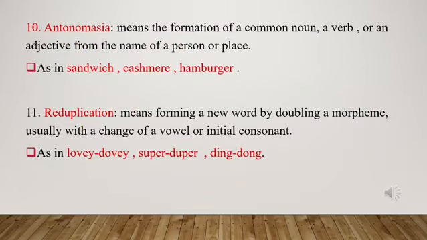The tenth process is antonomasia, which means the formation of a common noun, a verb, or an adjective from the name of a person or a place, as in sandwich, cashmere, and hamburger. Also, we have the last process of word formation, reduplication, which means forming a new word by doubling a morpheme, usually with a change of a vowel or initial consonants, for example, lovey-dovey, super-duper, and ding-dong.